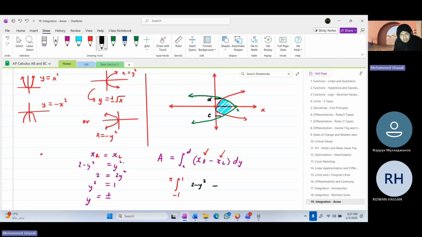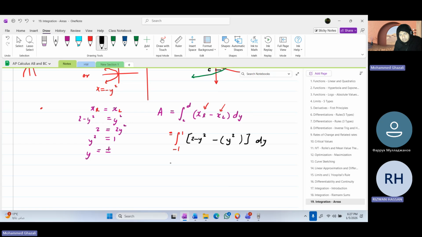So 2 minus y squared minus, what's the x left? You gotta put brackets here because sometimes you get many terms. So this is y squared. So I'm just gonna put brackets here for now. What if you had y squared plus 2? Right. So now we've got integral -1 to 1, 2 minus 2y squared dy.